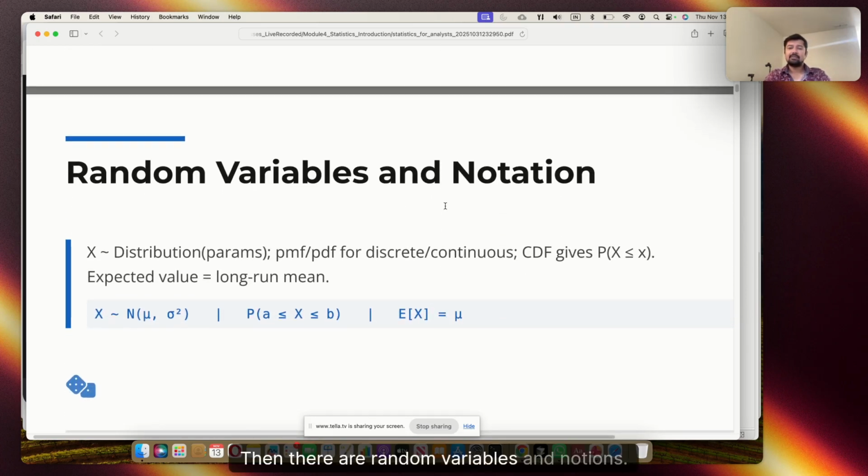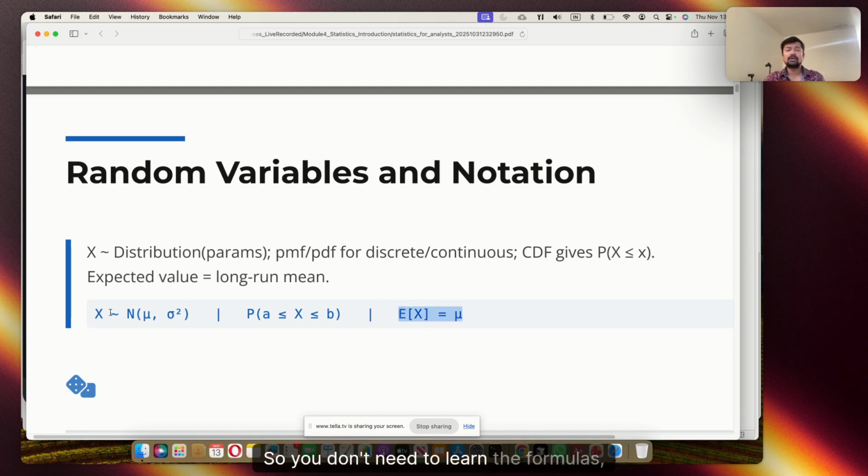Then there are random variables and notions. There are multiple things here. For random variables, you have a distribution of the parameters in total, which we have learned in the descriptive statistics. Then you have PMF, for discrete and continuous variables. And for the CDFs, it gives you the probability values, which are lesser for the smaller values than for the higher values. And at last is the expected value, which is a long term mean.